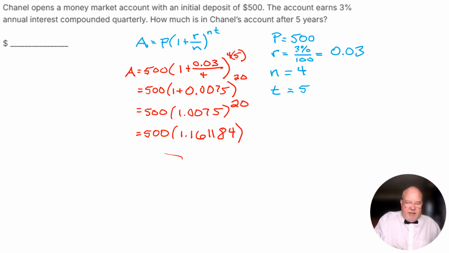So now I just multiply that times the 500, so times 500. And this is money, so I'm going to round it to the nearest hundredth. You can have 2 numbers after the decimal. And what I end up with is $580.59.